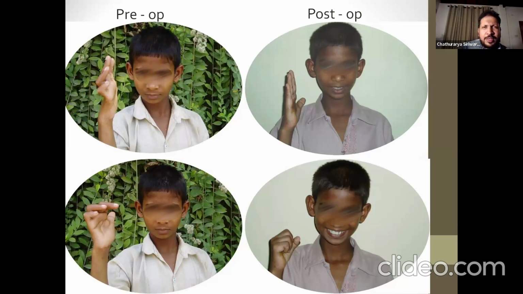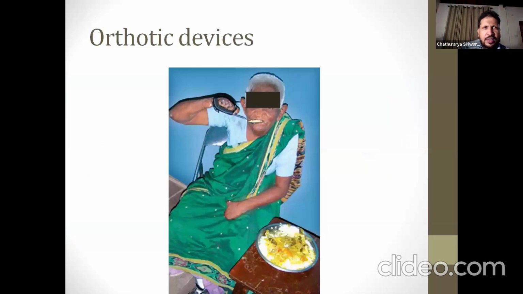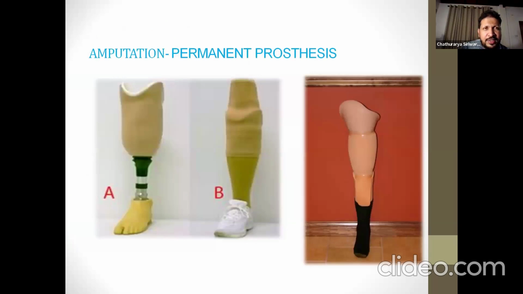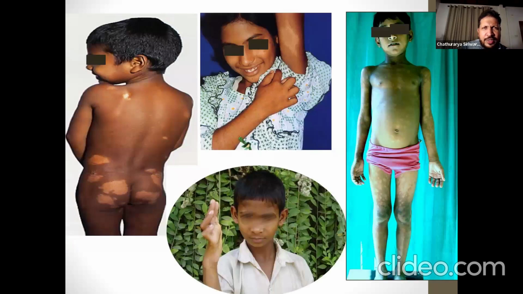So you can see how much the disability has been cleared. The claw hand has been cleared, and the patient can now clench the fist. So there are orthotic devices, when you have claw hand or lose your fingers, to help you eat. And there are so many other things we provide for the patients. And for patients with amputations, permanent prostheses are provided as well.